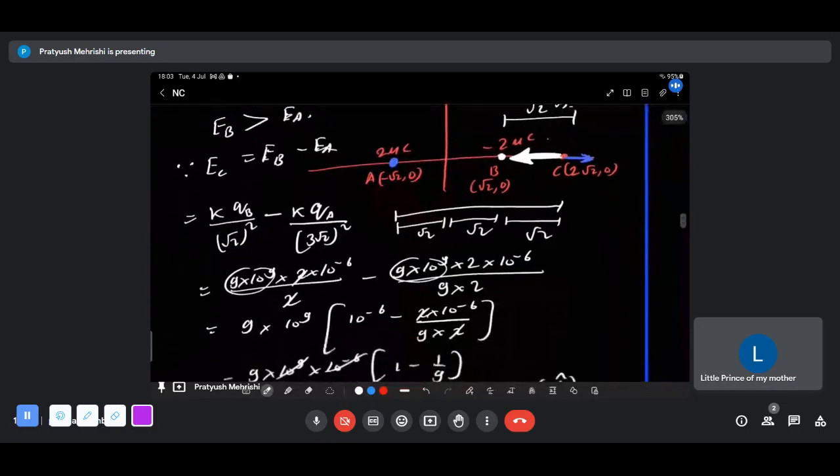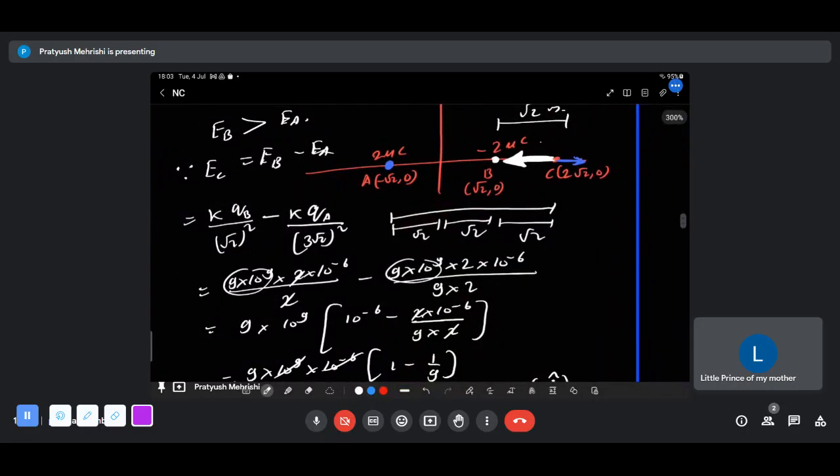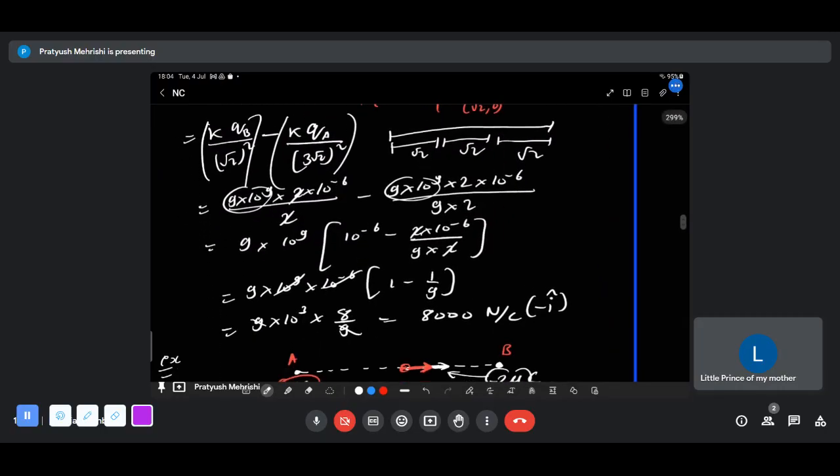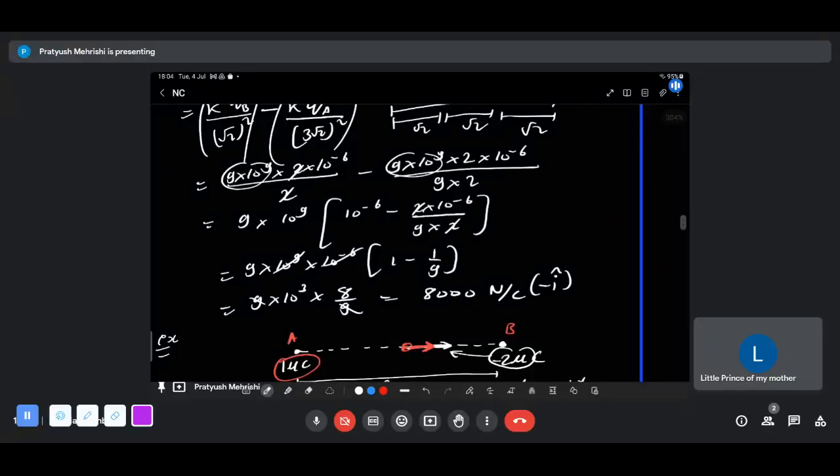Now the next part is of C. Now electric field at C will be calculated just by subtracting them. The electric field due to B is greater than the electric field due to A. That's why we subtract both of them, and ultimately 8000 Newton per Coulomb we are getting as the field at point C. Got it now? Yes, sir, got it.